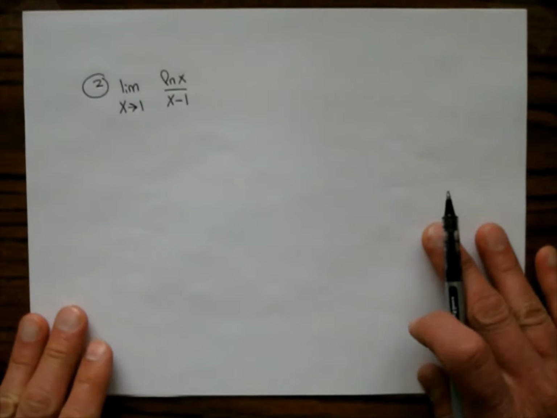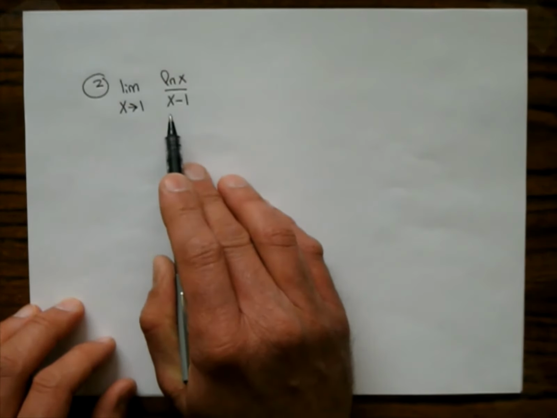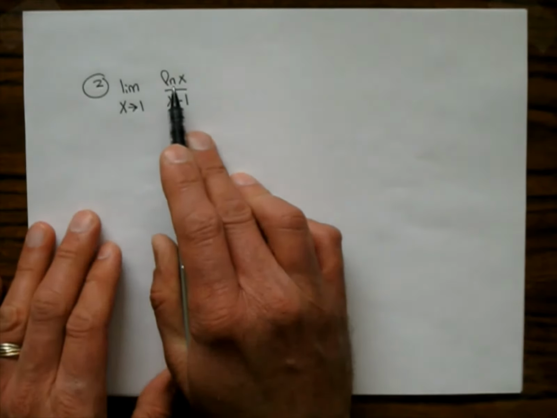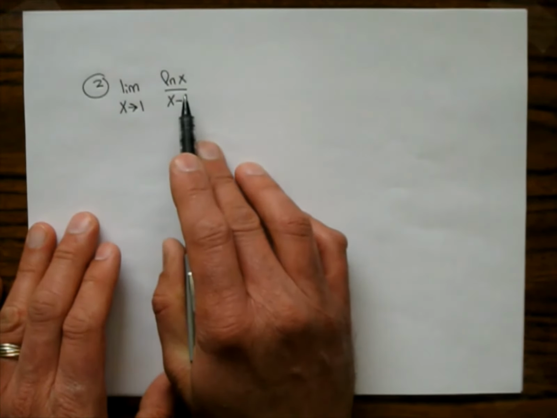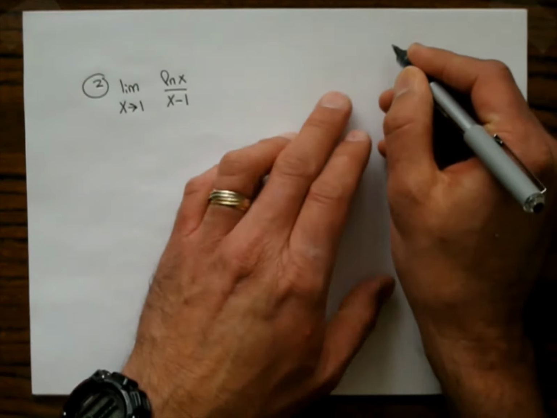Problem number 2. We have the limit as x approaches 1 of ln x over x minus 1. Now, you might have remembered that the ln of 1 happens to be 0. There are 2 ways of getting it.